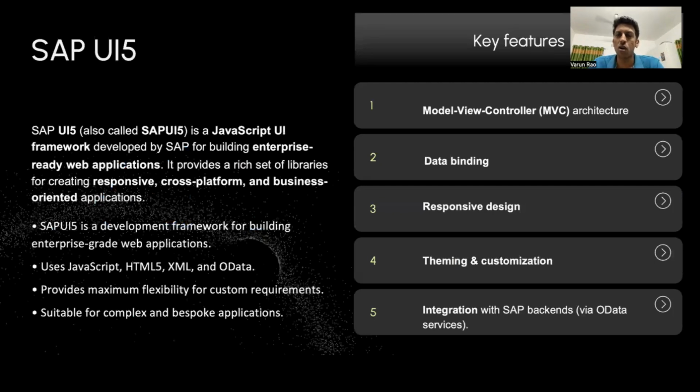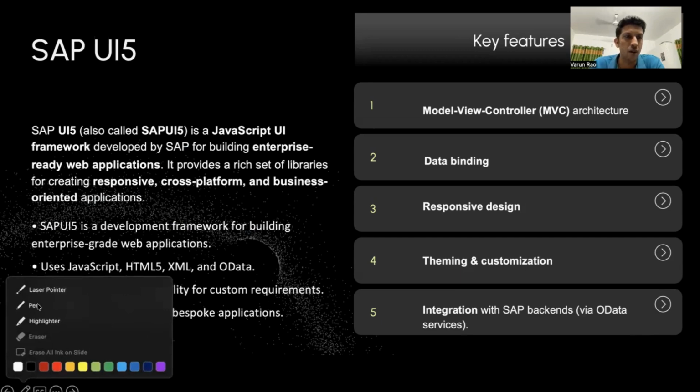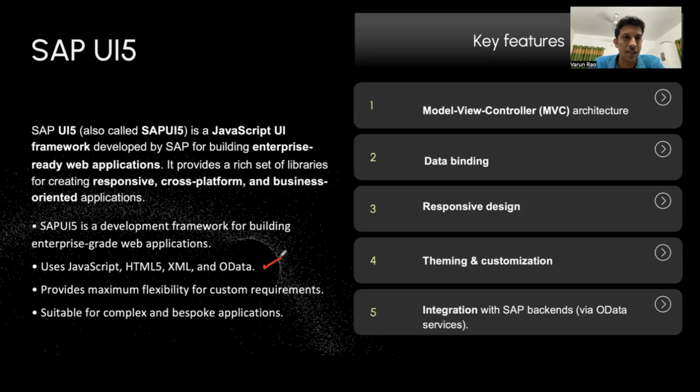So firstly, when we talk of UI5, it is a JS framework. It was developed by SAP, obviously, and it provides a very rich set of libraries for creating responsive, cross-platform, and business-oriented applications. All right. It also has different features. It uses JavaScript: you have HTML or XML for the front end, I mean the view, JavaScript for the controller, and you have OData, which acts as a middleware.